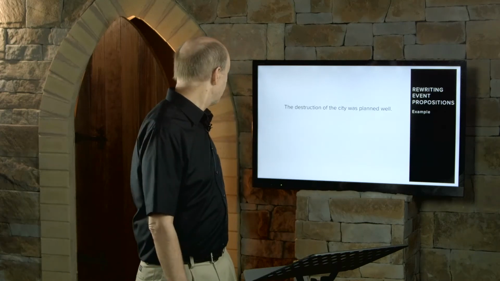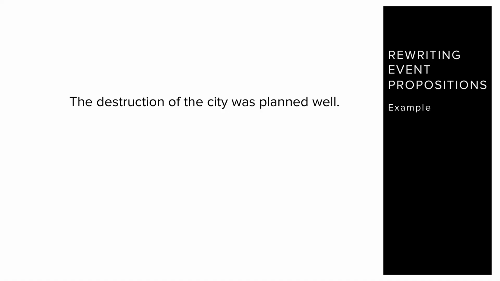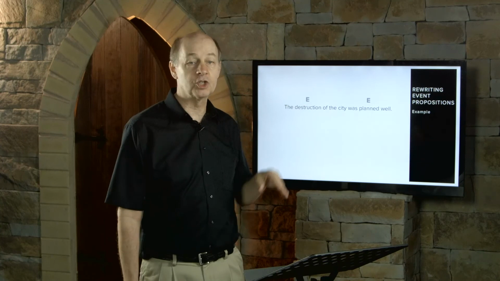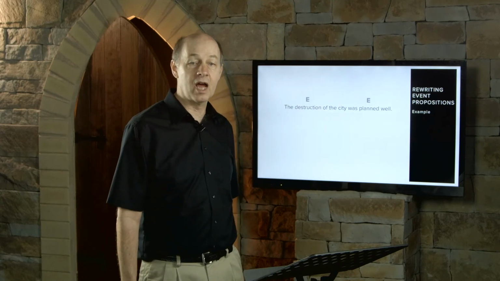So here's another example. The destruction of the city was planned well. Remember, the first thing we do is identify and mark the event concepts, which would then turn out to be event propositions. There are two here, destruction and planned. So this represents two event propositions, which we will write each on a separate line.